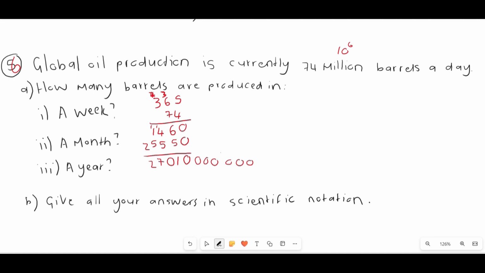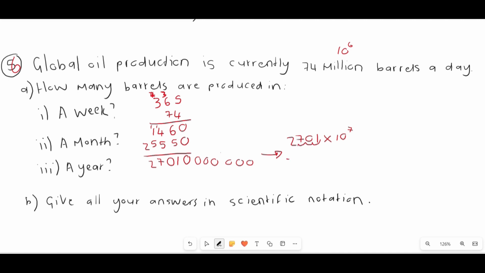Okay, so that is the number of barrels produced in a year. So let's go and put it into scientific notation. We know that we have 2, 7, 0, 1, and then let's count our zeros. 1, 2, 3, 4, 5, 6, 7. So that's times 10 to the power of 7. Now let's go put our digits. We know we only want one digit, so move our comma 1, 2, 3 spaces.